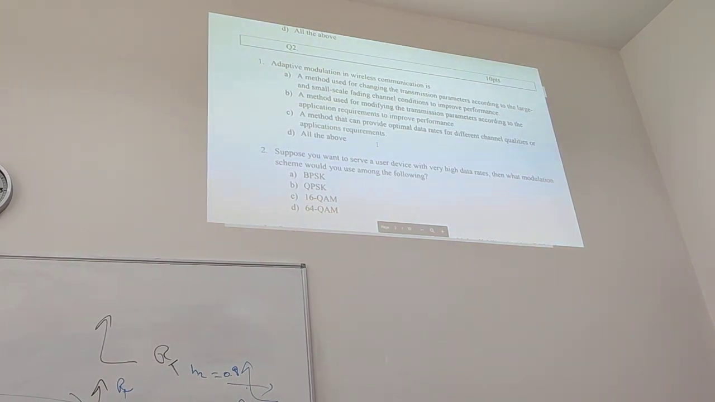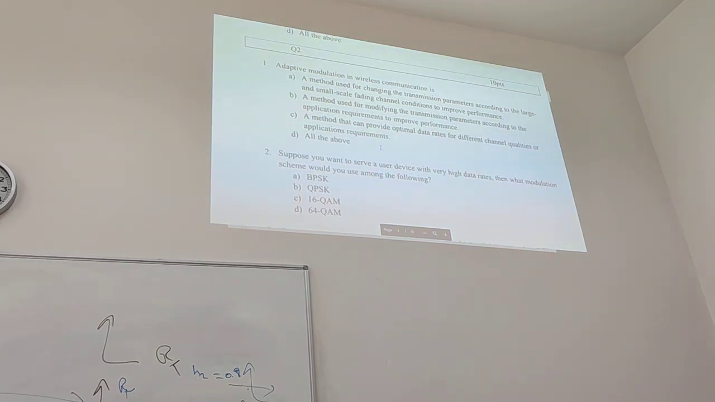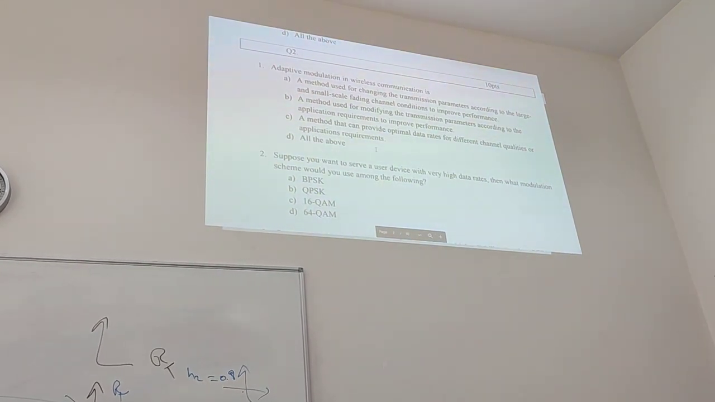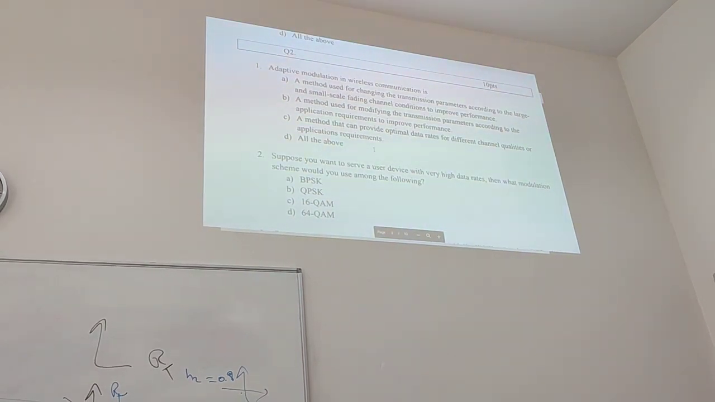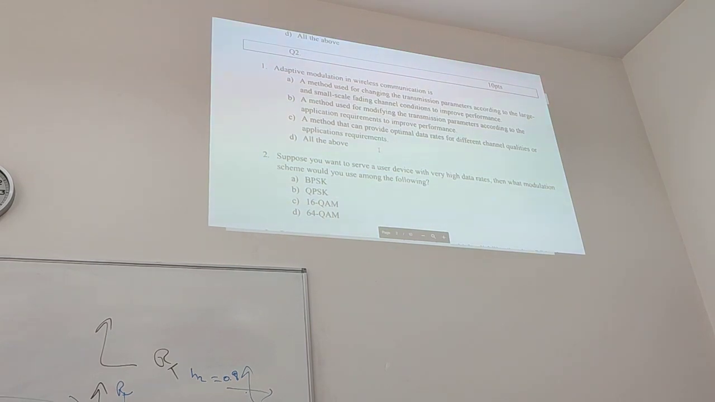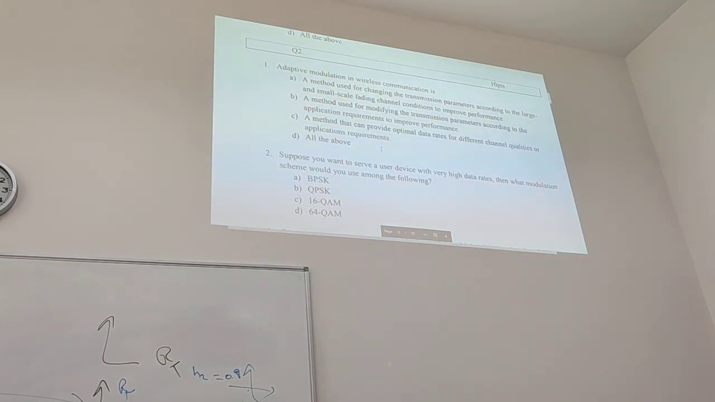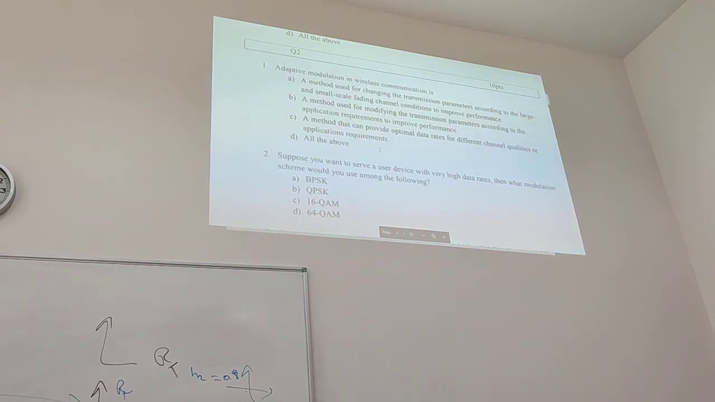Which means I can provide 64 QAM, 128 QAM. But if the user is really far from me, I cannot provide higher order modulation. Why? Because the user will not be able to decode my signal correctly because of the path loss degradation. So to avoid this, I send BPSK to that user.